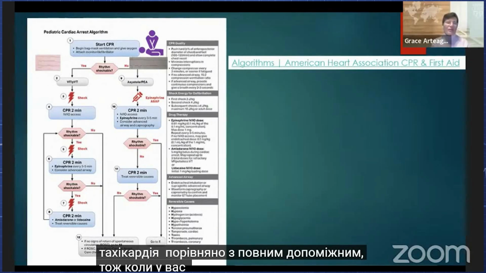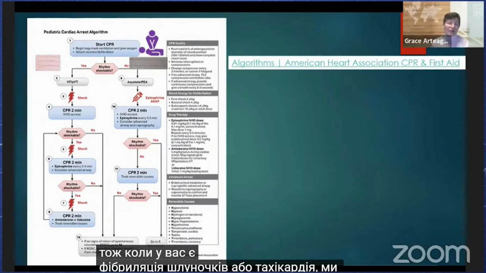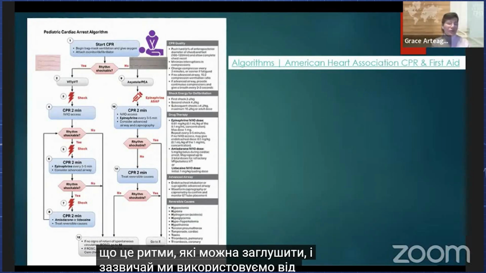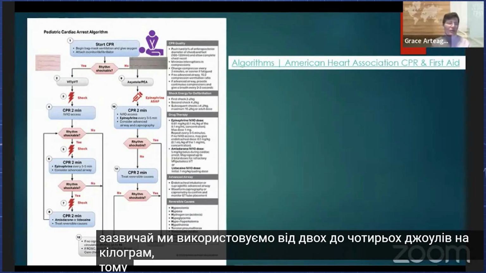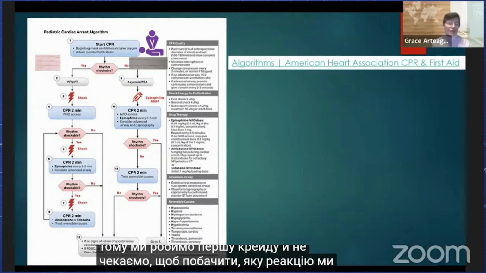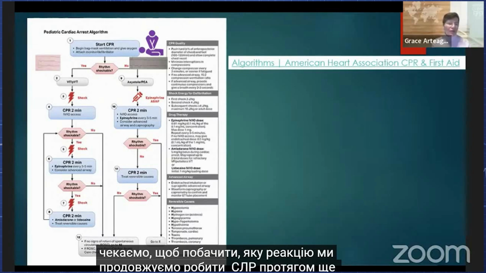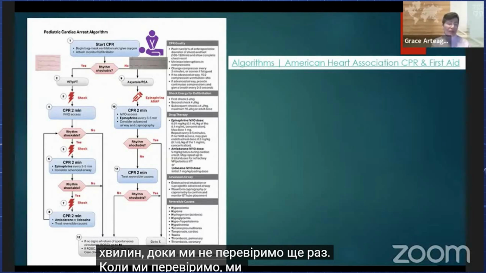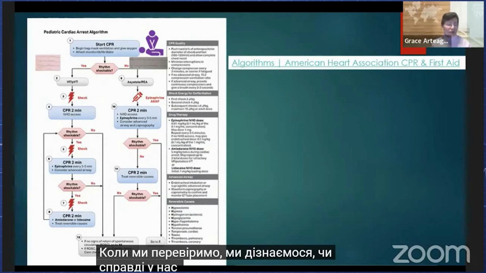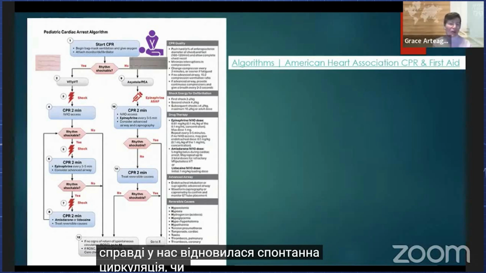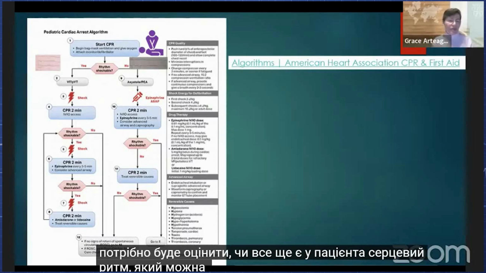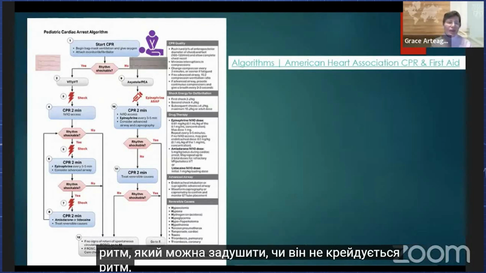So when you have ventricular fibrillation or tachycardia, we all know that those are shockable rhythms, and we normally use 2 to 4 joules per kilo. So we do the first shock, and we don't wait to see what kind of response. We continue doing CPR for another 2 minutes until we check again. Once we check, we will find out if, in fact, we have a return of spontaneous circulation, or if not, we're going to need to assess if the patient still has a shockable rhythm or a non-shockable rhythm.